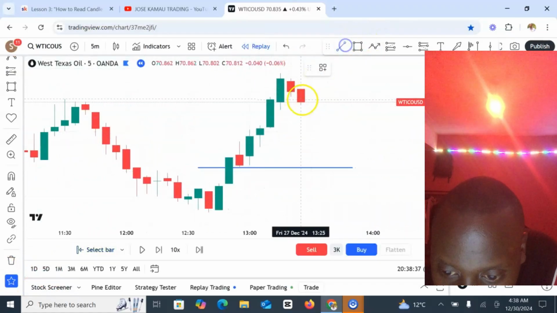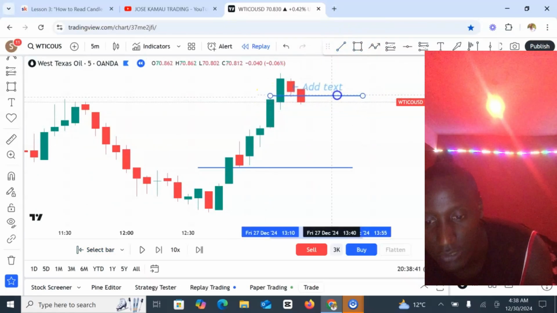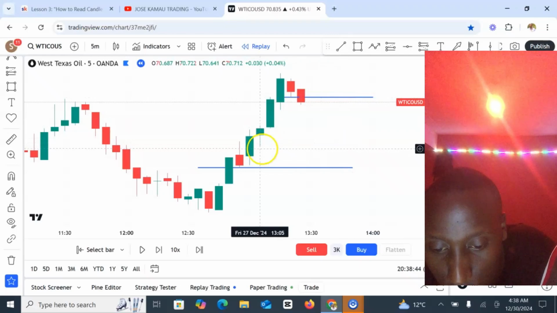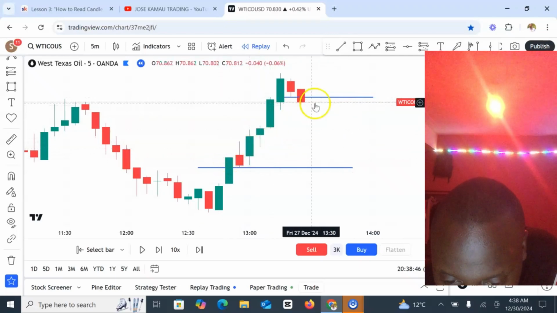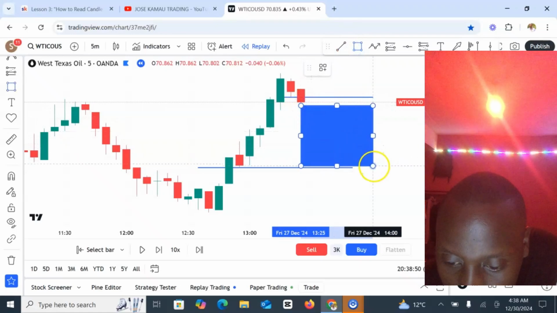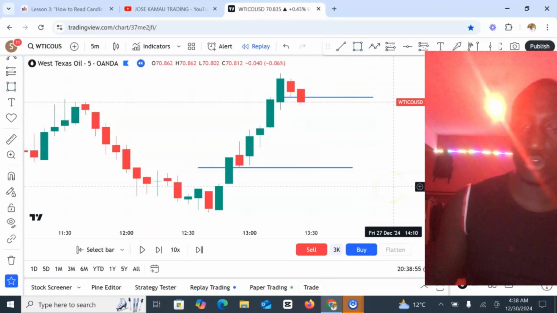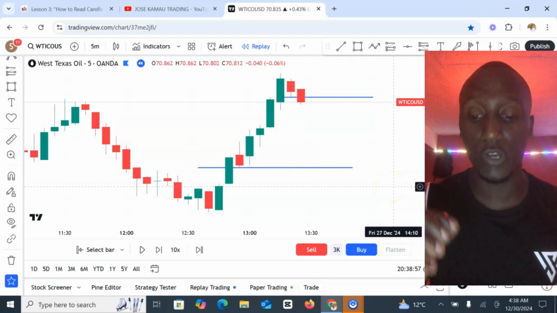So price prints a red flag and then confirms with a breakout. So at this point, if you bought here, then you are exiting here. And now this is your profit. It's as simple as that. So you know when to get in, you know when to get out.